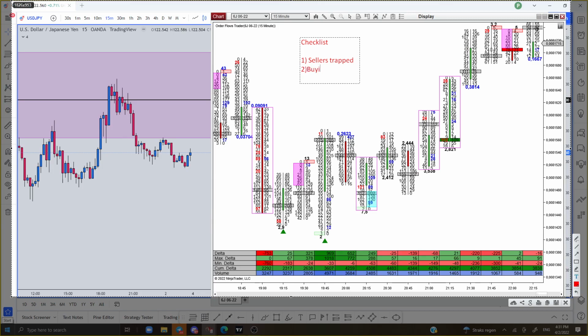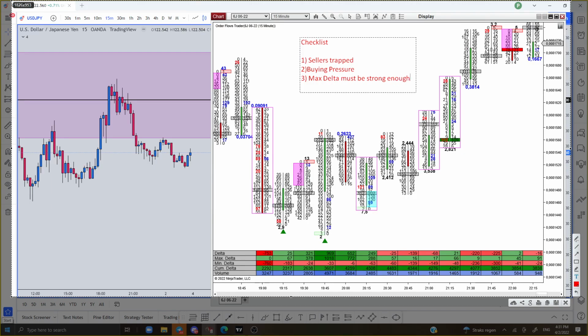buying pressure, which is nothing but these blue numbers, these blue imbalances. Sellers trap is these ones, 58 you were seeing here, 59, 58, 58 I think. And we must see delta becoming strong. In this case it's positive delta, so max delta must be strong enough.